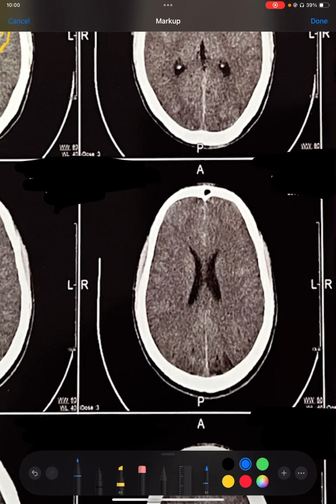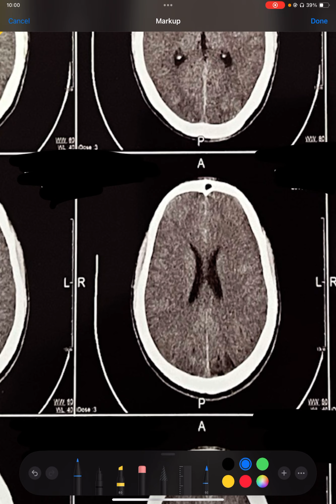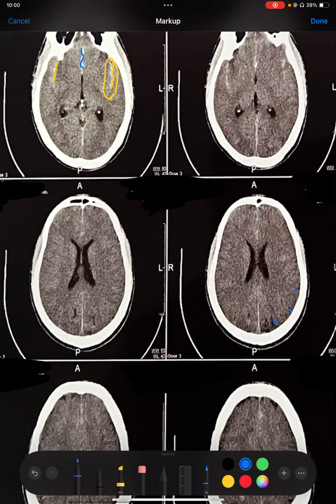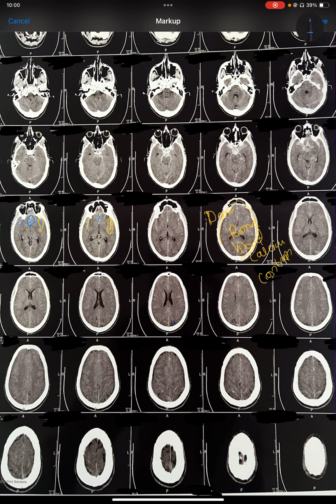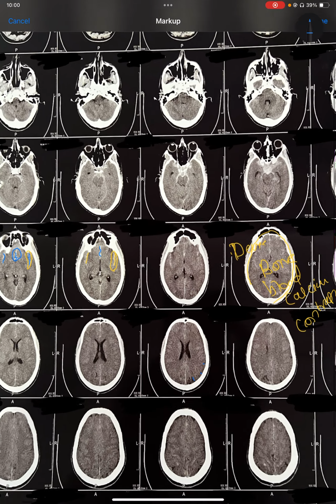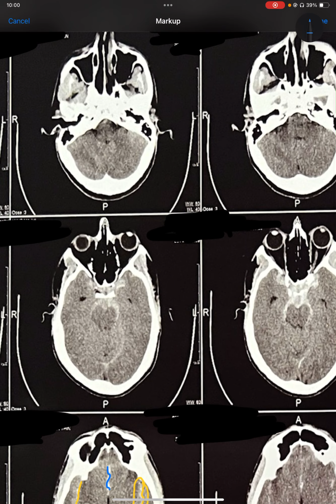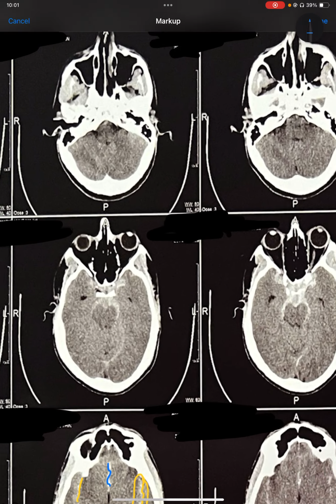So if you look at this image, we don't see this blood anywhere. The subarachnoid space or the sulci and gyri are pretty clear. There is no blood. If you simply zoom out, you won't see that much blood anywhere else, especially in one direction. But when we trace it in this image, we don't see any blood.